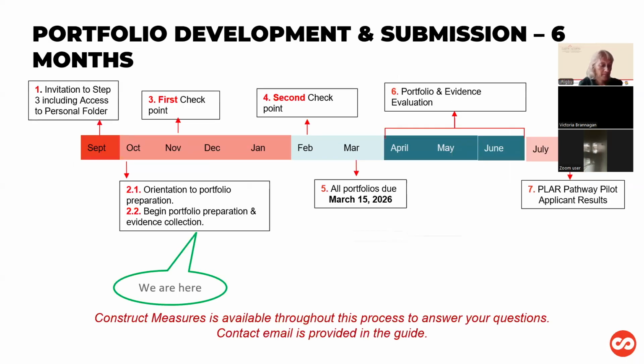So this timeline shows the main steps you'll go through in step 3 of the PLAR pathway pilot. So please follow the numbers on the screen as I speak to each process. Starting with number 1, you've already reached this point. The invitation to step 3 was sent between September 15 and September 30th. Along with that, you received access to your personal folder in CADTR's SharePoint.